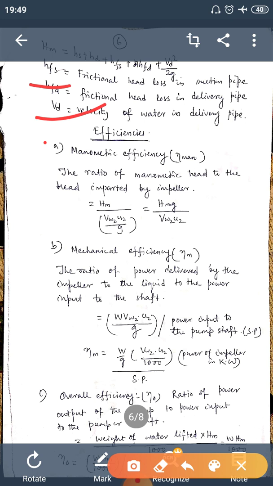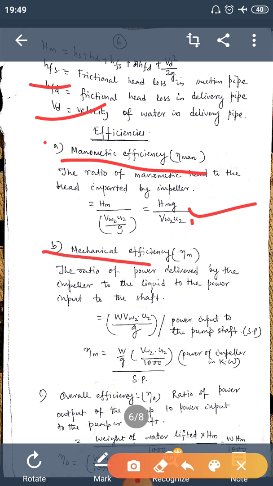And what are the efficiencies in a centrifugal pump? First is the manometric efficiency, eta man. It is the ratio of manometric head to the head imparted by the impeller, and it can be obtained by the formula: eta man equals Hm divided by (Vw2 U2 by g), that is equal to Hm into g divided by Vw2 U2.